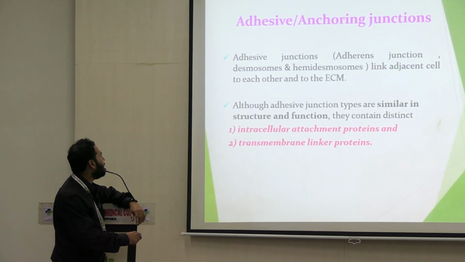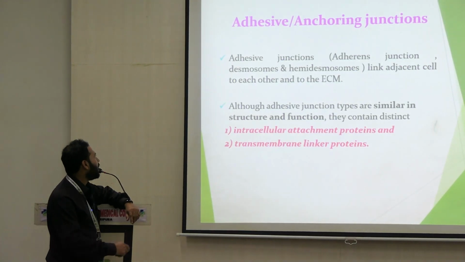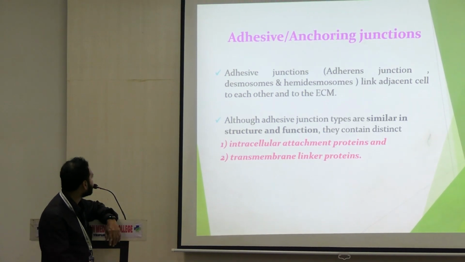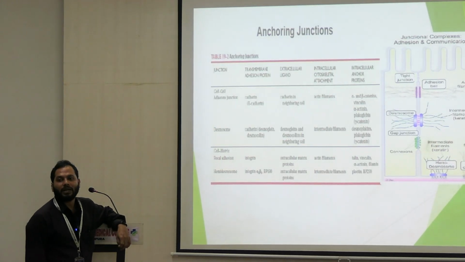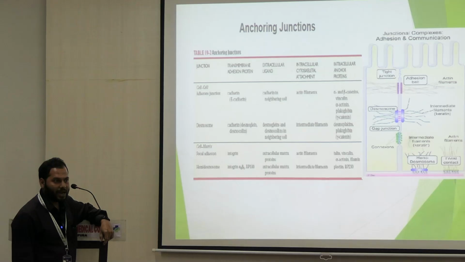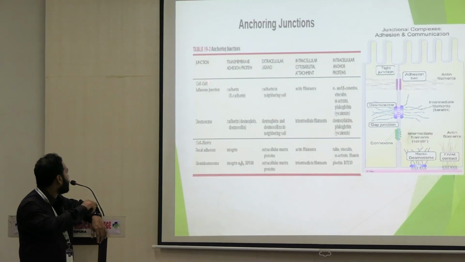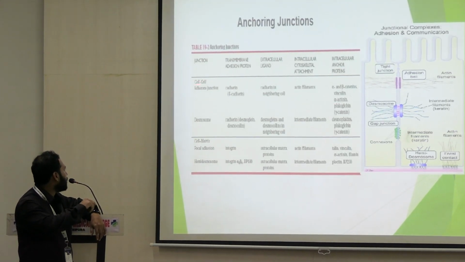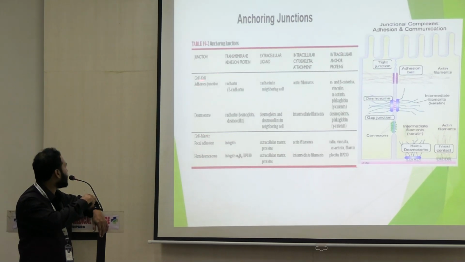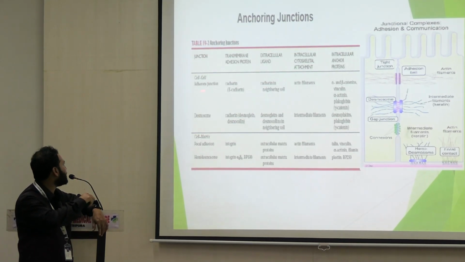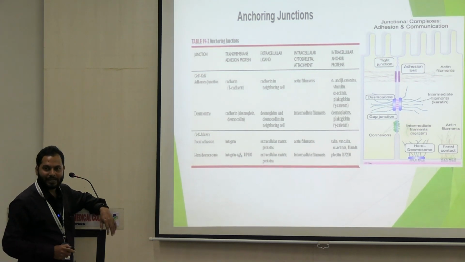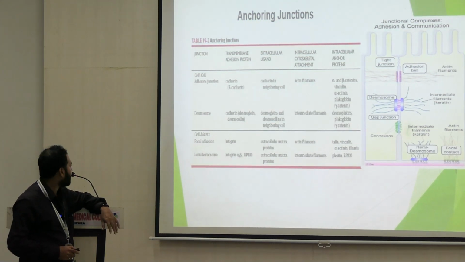Adhesive junctions link adjacent cells to each other, and they also link the cells to the extracellular matrix. See here, what are the different types of adhesive junctions? Here they are categorized in two groups, cell-to-cell contact and cell-to-matrix contact. The most important adhesive or anchoring junctions are Adherens junctions and Desmosomes. In both cases, they form contact between cells.